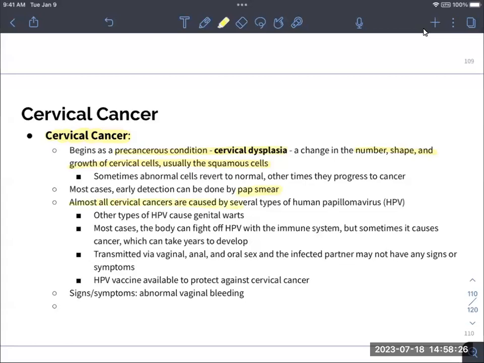Almost all of these cervical cancers are caused by the human papilloma virus. Some of these human papilloma viruses can cause genital warts. Most of the time, your immune system can fight it off, but it takes time. It is transmitted vaginally, anally, or through oral sex. There is an HPV vaccine available to help try to protect against cervical cancer. Your only sign or symptom really is abnormal vaginal bleeding.